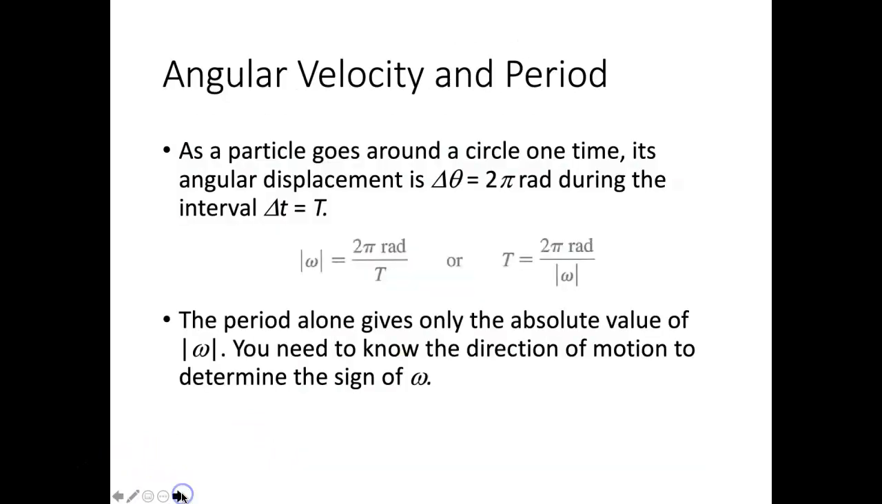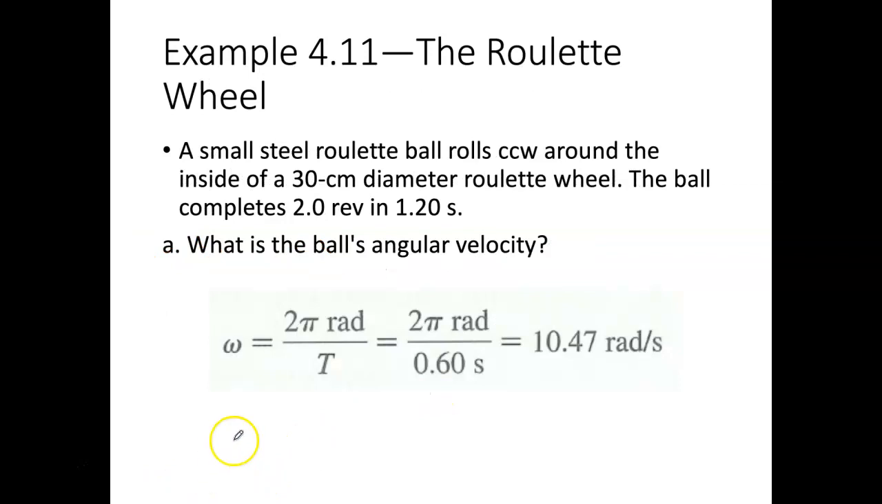The next thing we're going to take a look at is angular velocity and period and how they go together. So this is really a frequency. If you remember, frequency is equal to 1 over period. This is the same type of thing, but remember for angular frequency it's going to be 2 pi radians. And period is equal to 2 pi radians over the absolute value of the angular speed, or the angular velocity, or the angular frequency.